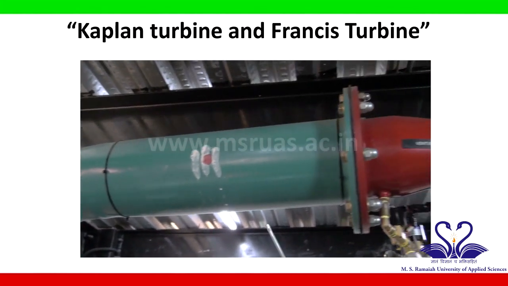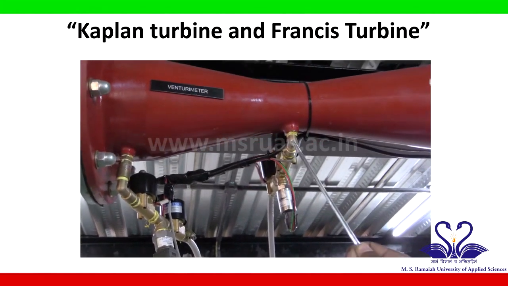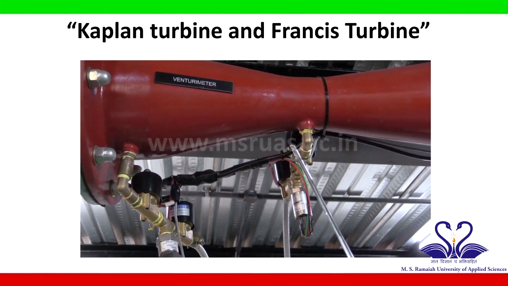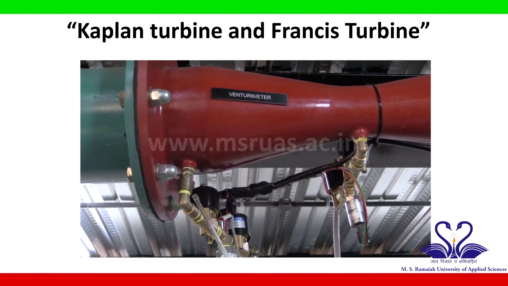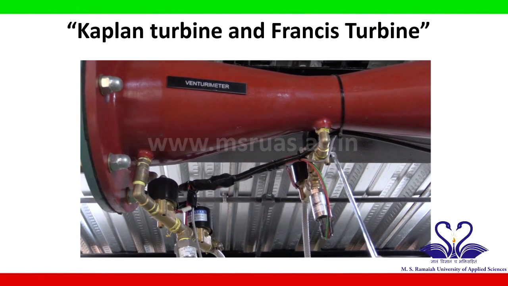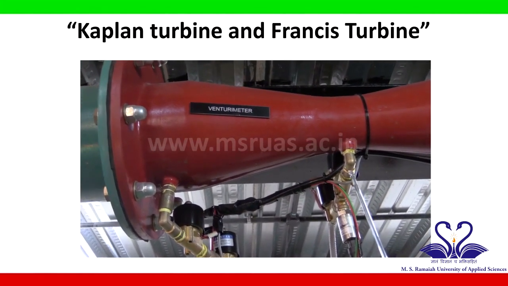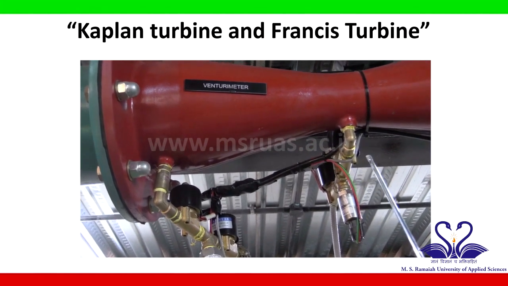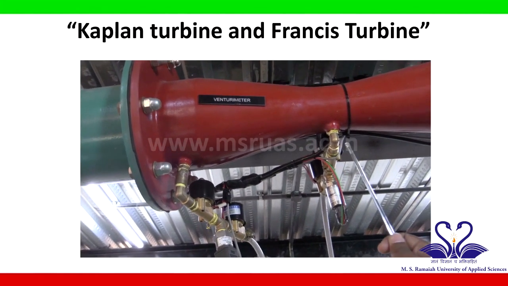Further, we have a venturi meter on the pipeline which will give the discharge of the water flowing through the pipeline. We have a solenoid valve at the inlet as well as at the throat. Using these valves, we can make the water flow through the pipes, from where we can measure the pressure at the inlet as well as at the throat of the venturimeter.